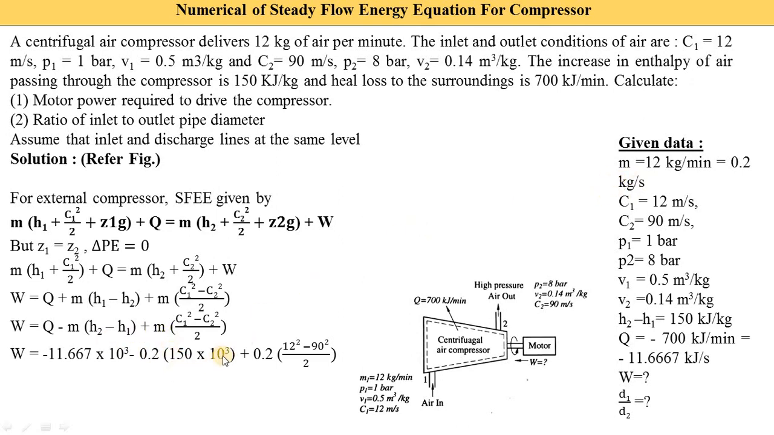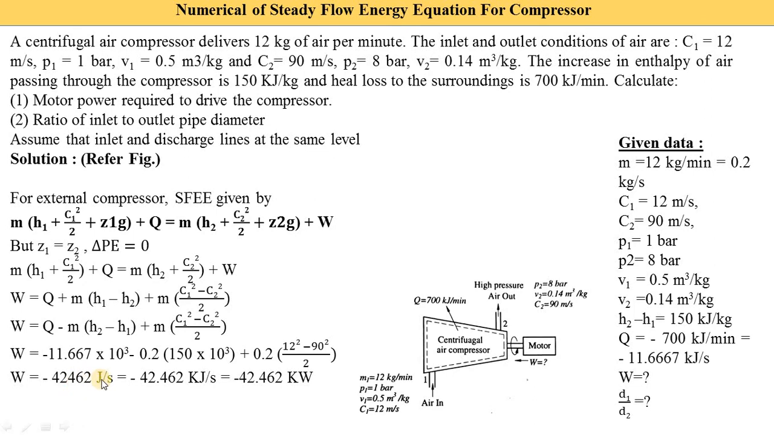H2 minus H1 is 150 kilojoule per kg, but we need to convert it into joule. So 150 is multiplied with 1000, plus again the value of M 0.2, times velocity C1 square minus C2 square. C1 is given 12, C2 is given 90, so it is 12 square minus 90 square divided by 2. We calculate it in a calculator and we get the answer, that is minus 42462 joule per second.